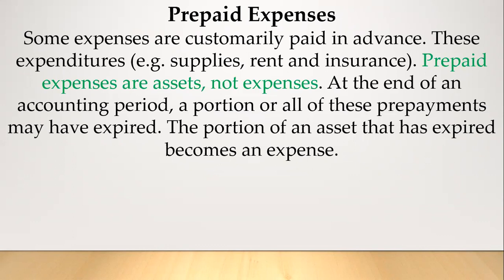So that's the reason we need to make an adjustment at the end of the accounting period or at the end of the month, for us to recognize the expense that already expired. I mean the prepaid expenses that have already expired or already been used. Some examples of prepaid expenses are supplies, rent, and insurance. Okay, let's take a look at the illustration.